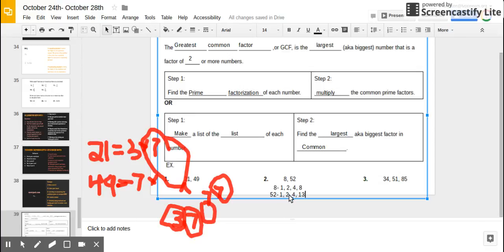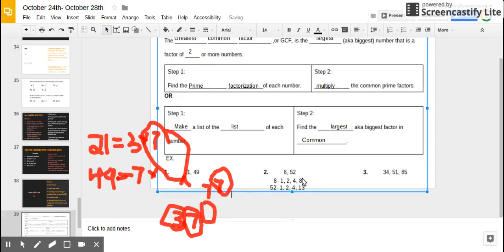So look at the common factors that they have. They have 1 as a common factor. They have 2, they have 4, and then it starts getting different, 8 and 13. Well, since they want the greatest, aka the largest common factor between 8 and 52 would be 4. So the answer for those is 4.